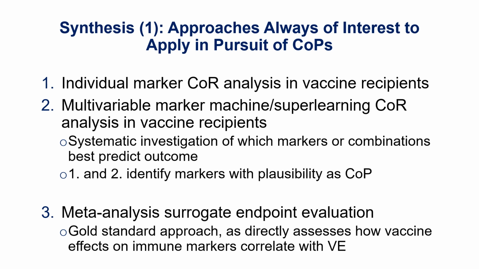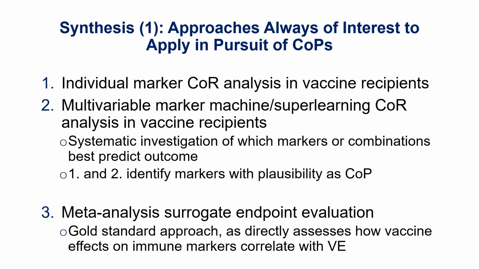Now, basically, these first two analyses, by discovering the best correlates of risk, are going to identify the markers with the greatest plausibility as correlates of protection and surrogate endpoints. And then also, thirdly here, I think meta-analysis surrogate endpoint evaluation is always worth trying when we do have multiple phase 3 trials where we have enough standardization in the endpoints and the immunoassays and other design features of the protocols that it's possible to do a meaningful meta-analysis.